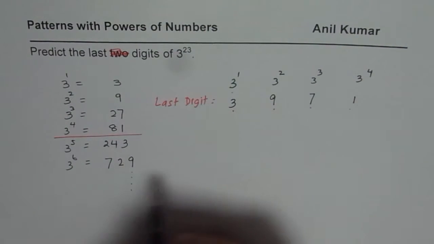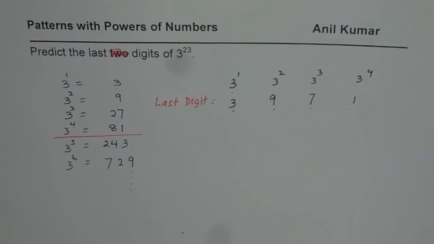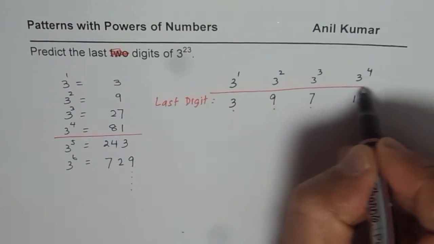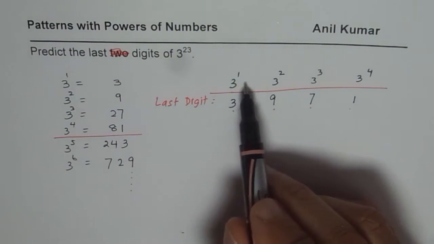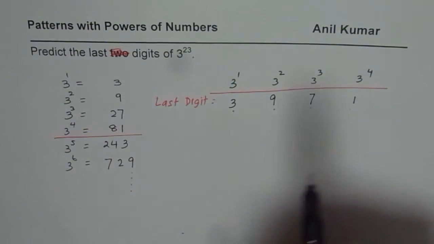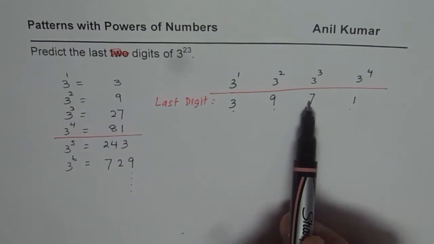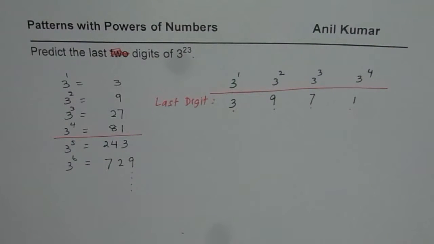And we see that this pattern is repeated. Do you see that? So that is the kind of pattern which we notice when the powers of 3 are increased. Now if I have 3 to the power of 23, what should be my last digit? That is the question for you. Now you can pause the video and answer the question.